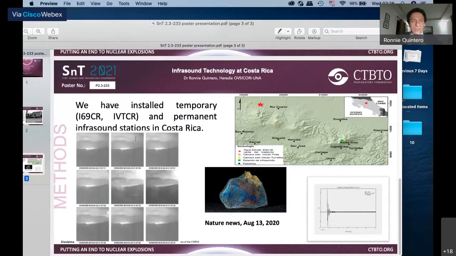Also, one of the important things is that we have installed some single stations in Costa Rica with the main goal to monitor volcanic explosions, like this explosion that I'm showing here, that was the day before yesterday. This is the goal that we are implementing now, to capture and monitor volcanic explosions. This is the main goal for which we are using the infrasound station. You can see it in my poster, 2.3233. Thank you.